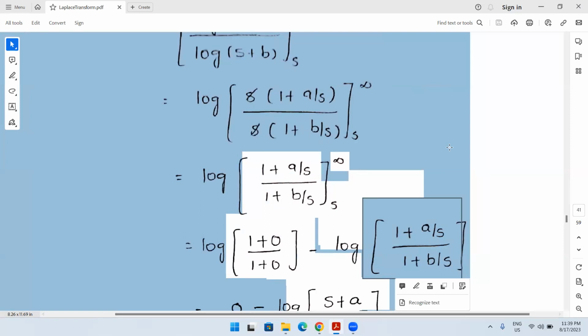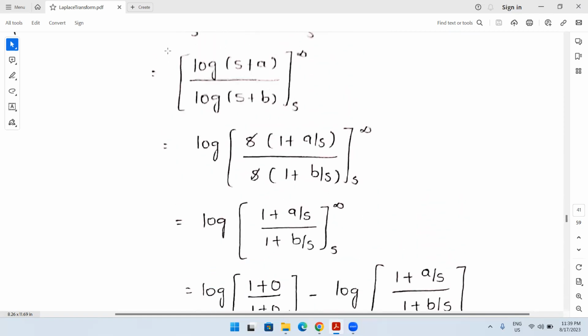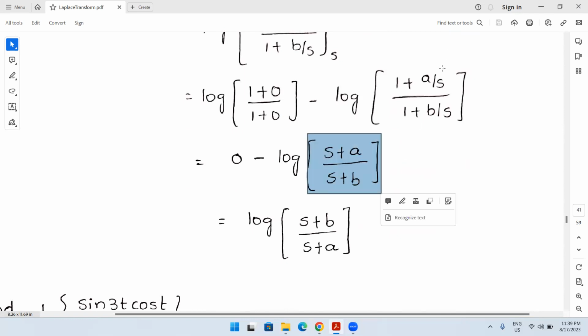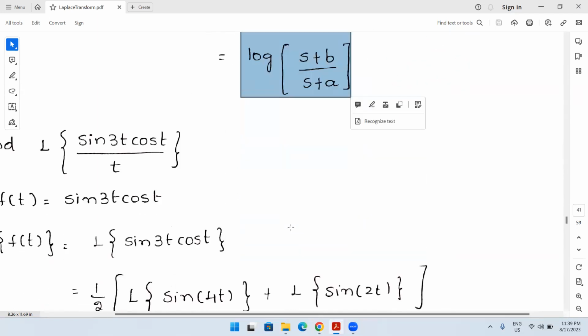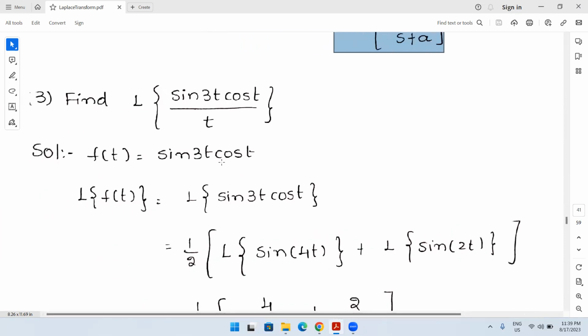Okay. And next, here in this case, log of 1 plus 0 by 1 plus 0 is nothing but log 1. What is the log 1 value? 0. Minus, here the same thing, we get into the actual form, that is log of s plus a by s plus b, again taking 1 by s common, and we get the same form. So what is minus of log s plus a by s plus b? Reciprocal minus. We can remove the minus and make the reciprocal. That is log of s plus b by s plus a. So this is the second problem, and two problems we have seen till now.